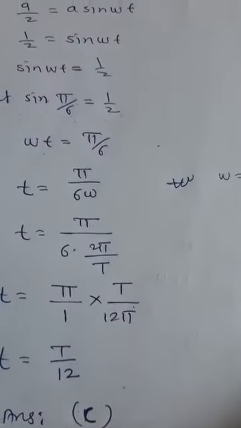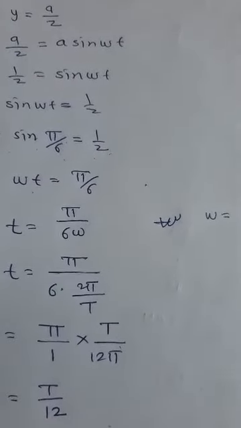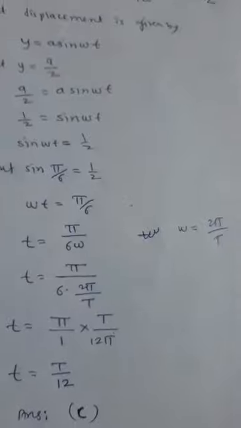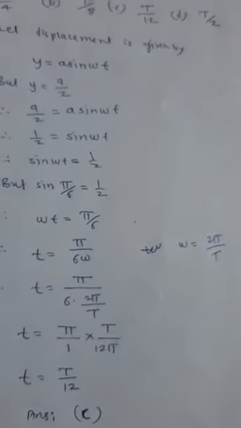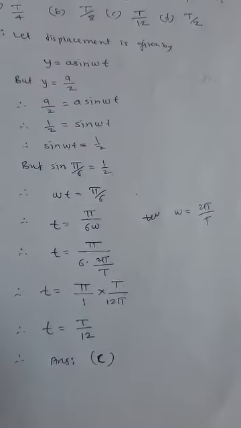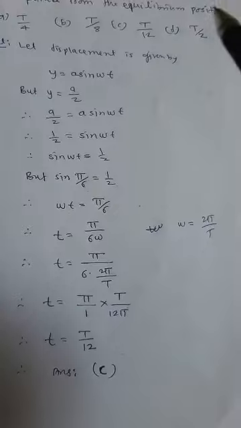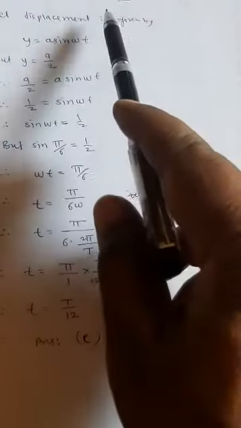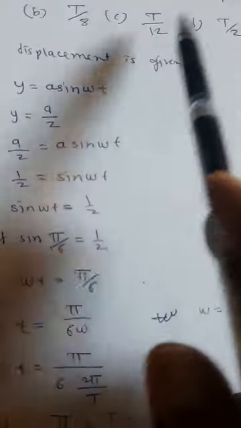This is the time required to cover the distance that is equal to the amplitude divided by 2. Therefore, t is equal to capital T divided by 12, which means time period divided by 12. The answer is C. Therefore, the answer is C.